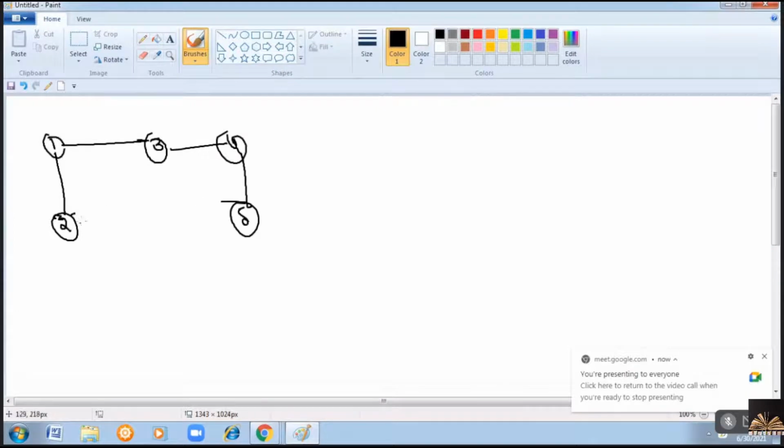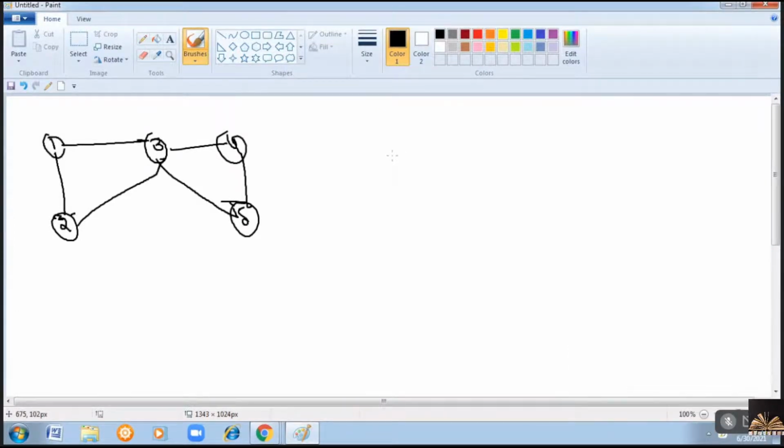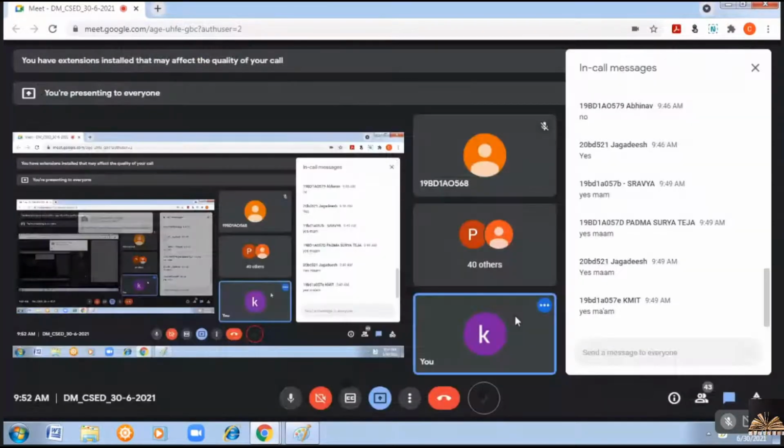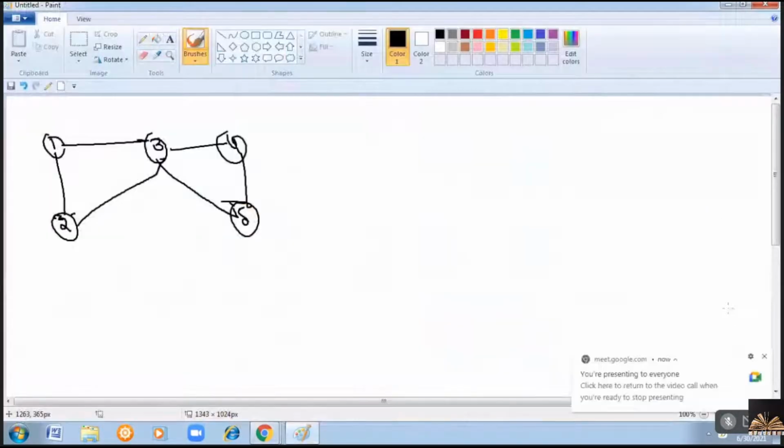Consider a graph with 5 vertices like this. Now check whether this is a Euler graph or not. That means we have to check for the Euler circuit condition, whether there exists an Euler circuit or not.